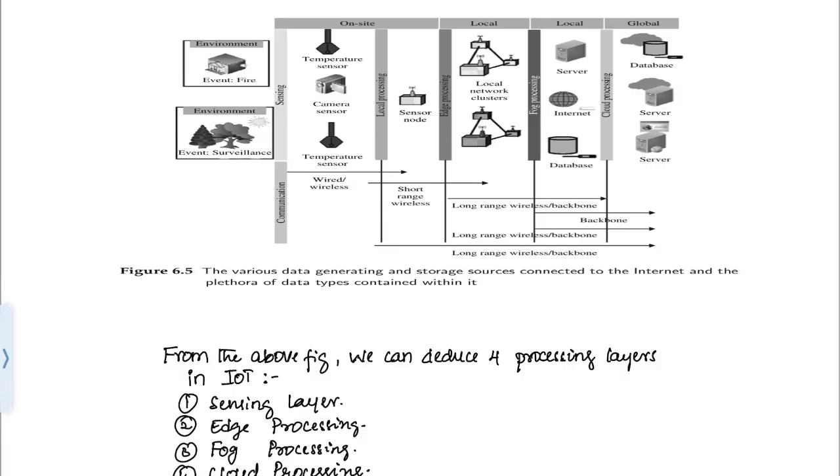That is, from the local processing to the cloud-based processing, through edge processing and fog processing. So the first topic which we have here is the sensing layer. In the sensing layer, sensors, which could be temperature sensors or any other sensor, will collect the data from the environment, and in some cases processing can happen here locally.